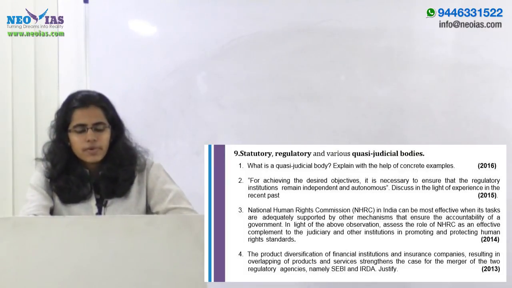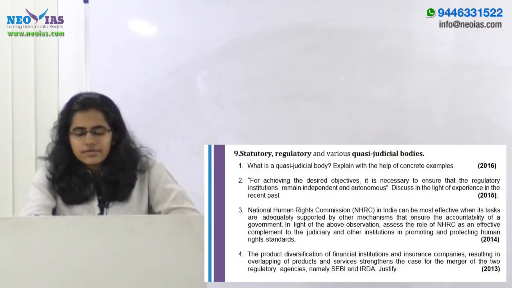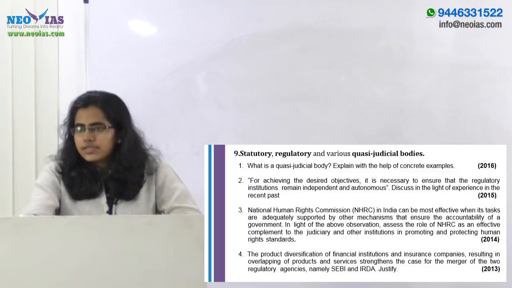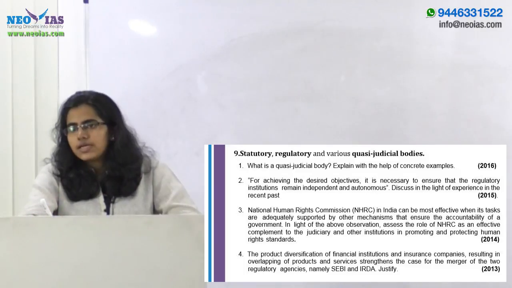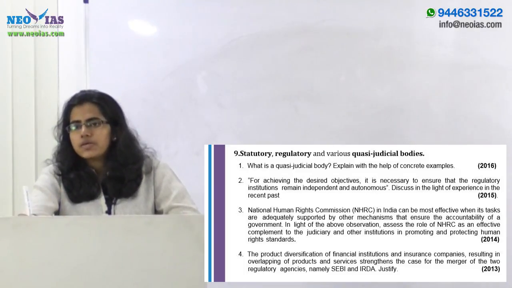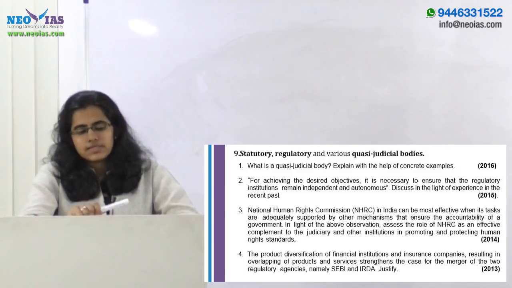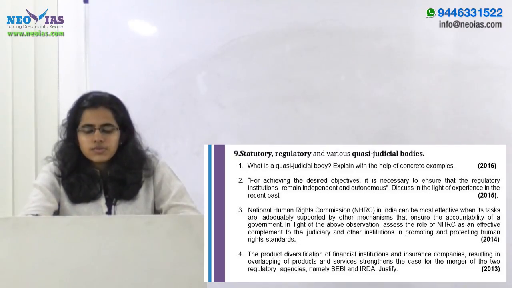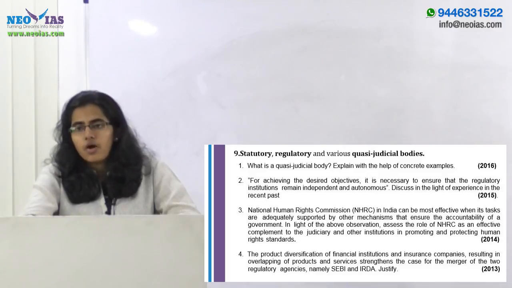So the ninth topic is statutory, regulatory and various quasi-judicial bodies. In this section, if you analyze the questions and their pattern, you can say that one question is sure from this particular topic. You can see that in 2016, 15, 14, 13 a question has come in. We look into the questions. Now what is a quasi-judicial body? Explain with the help of a concrete example.